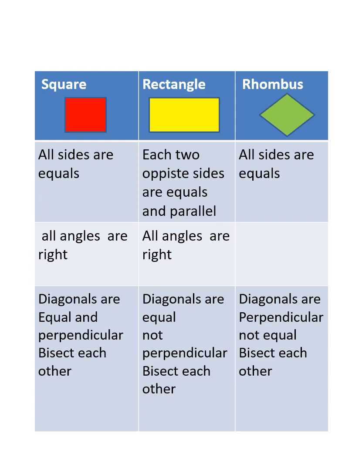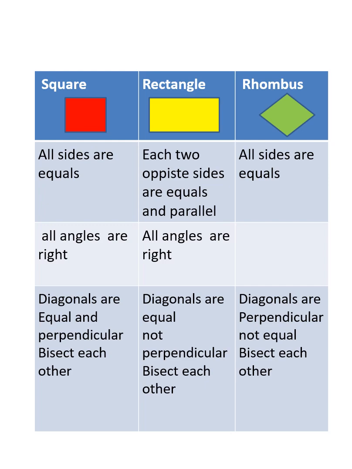In the square, all sides are equal, and in the rhombus, all sides are equal. But in the rectangle, each two opposite sides are equal and parallel. If I ask which quadrilaterals have equal sides: the square and the rhombus.